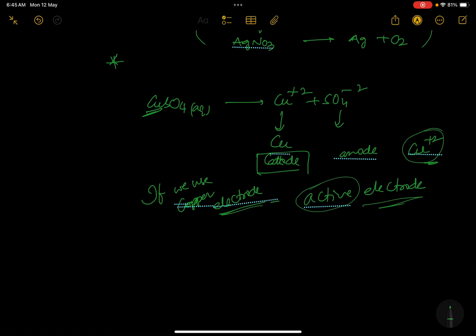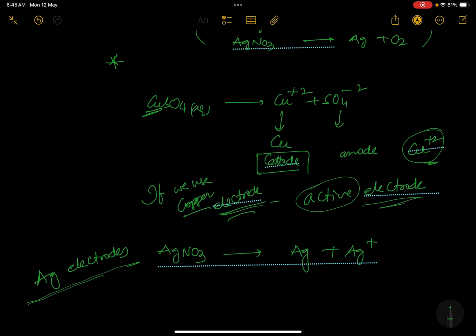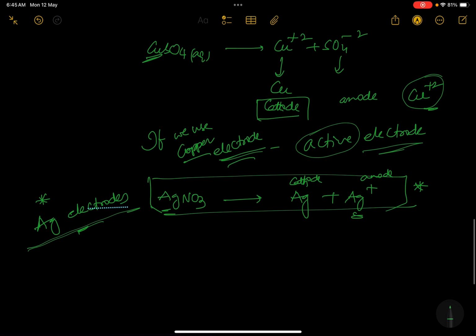One more example I will give you: AgNO3, if you are using silver electrodes, gives Ag and Ag+. That's why silver electrodes are called active electrodes, and copper electrodes are also active electrodes. If you are using the same metal as the salt and as the electrodes, generally two examples are given: one is AgNO3 and the other is this one. AgNO3 gives silver at the cathode and Ag+ at the anode, and the reason is active electrodes. Active electrodes means the electrode itself turns into the ions. This is one important point.